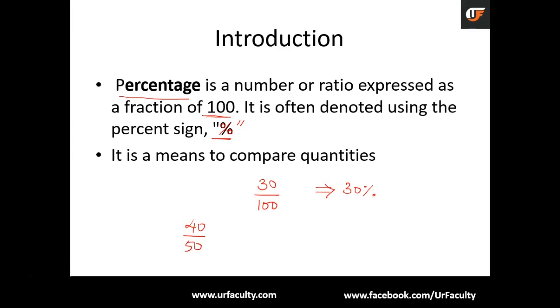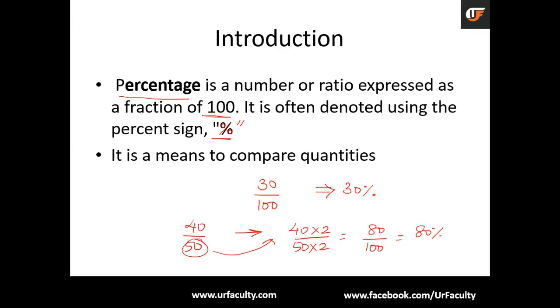You say that your score in a unit test in your class was 40 out of 50 and you need to calculate your percentage. What do you do? You convert this 50, the base value, to 100. And how do you do that? You multiply numerator and denominator by 2 and you get 80 by 100, and that gives you the percentage as 80%.